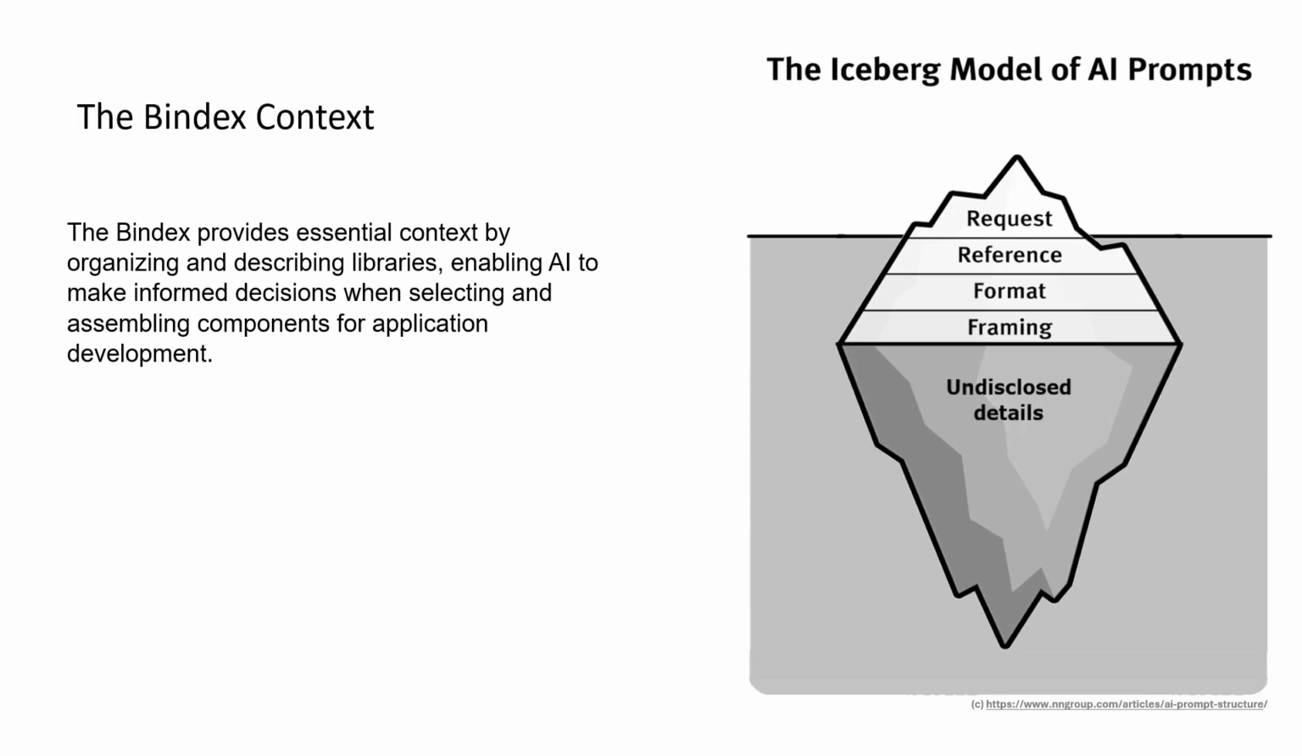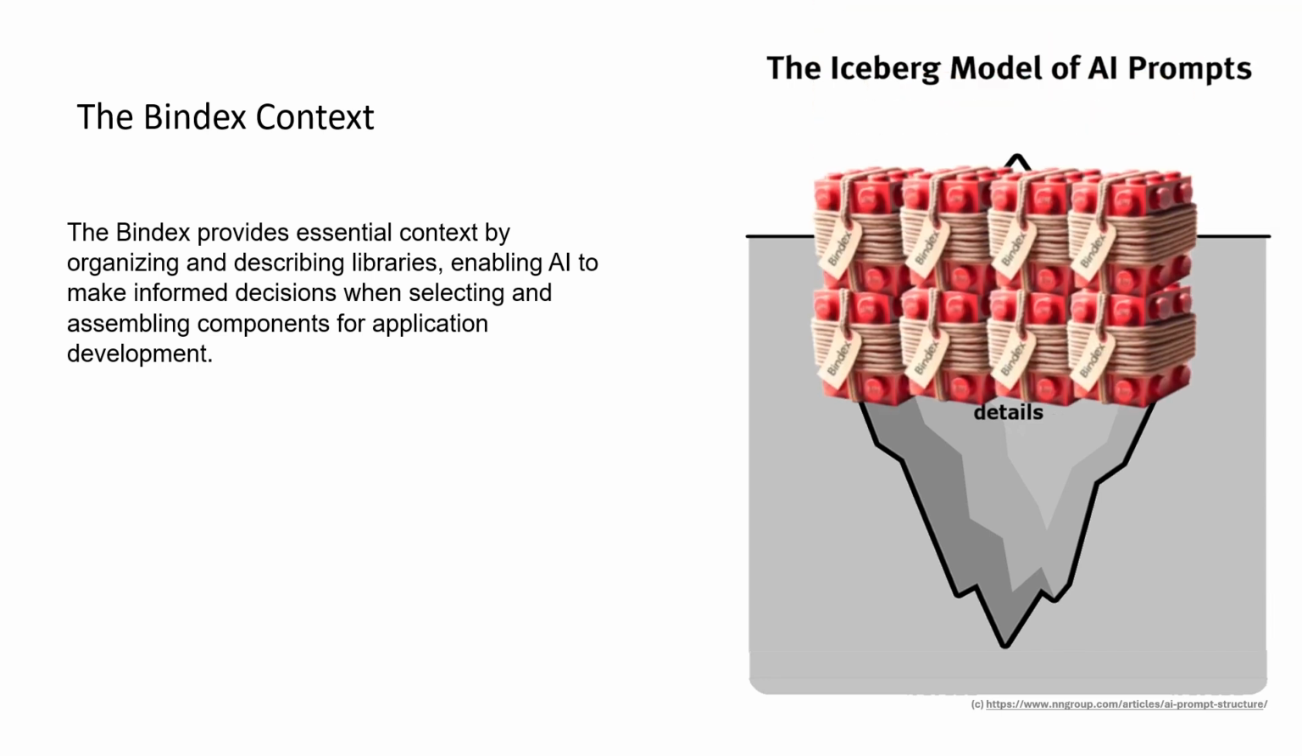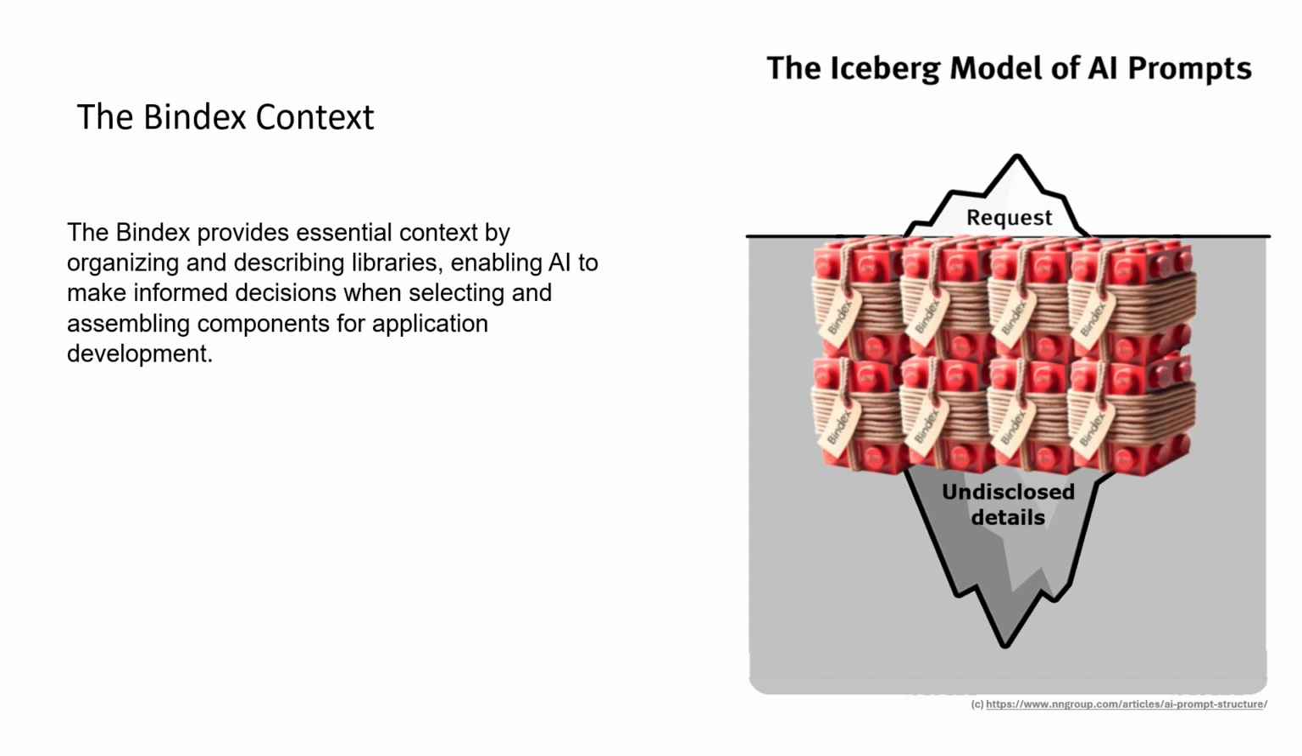In summary, the Bindex provides essential context by organizing and describing libraries. This enables artificial intelligence to make informed decisions when selecting and assembling components during application development. By structuring information about libraries and providing detailed metadata, such as key signatures and usage examples, the Bindex enriches the context of the query with valuable data. This leads to more accurate and predictable results.